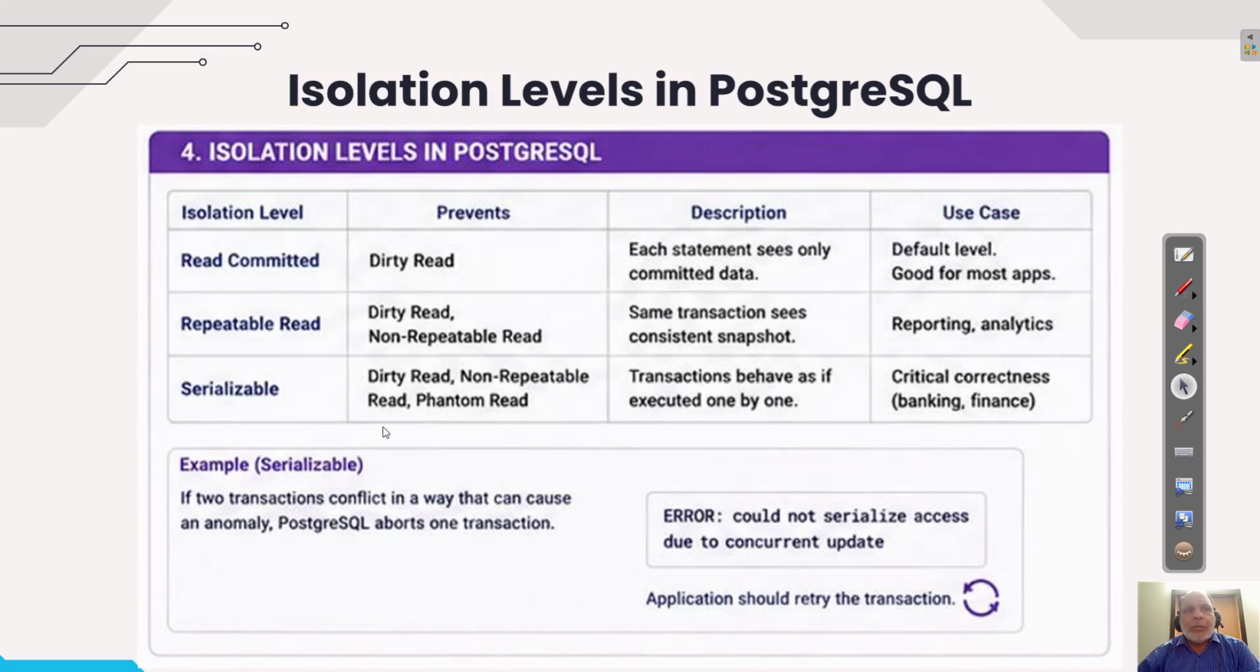Serializable. It will prevent all the anomalies: dirty read, non-repeatable read, phantom read, etc. Transactions behave as if executed one by one, for critical correctness such as banking systems and finance systems. So it will use this type of isolation level. In this way, it will fix all the concurrency and race condition problems.